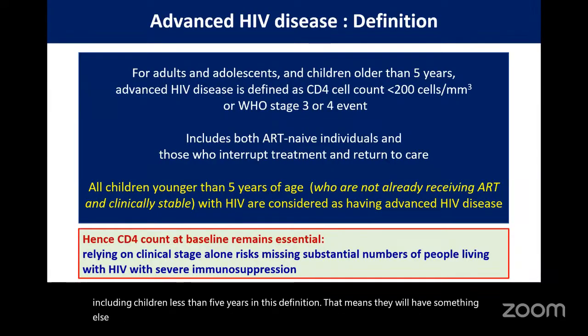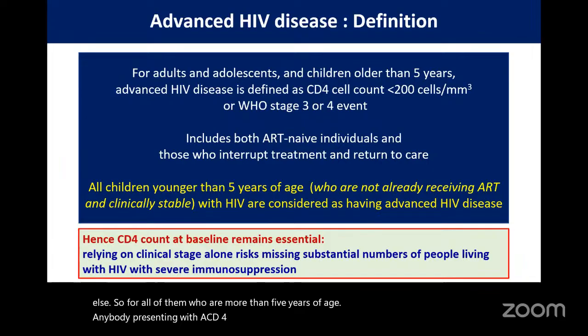So for all of them who are more than 5 years of age, anybody presenting with a CD4 count less than 200 cells, or WHO clinical stage 3 or 4, or they can present with both or any one of these. So don't make your definition as CD4 count less than 200. Don't stop there.